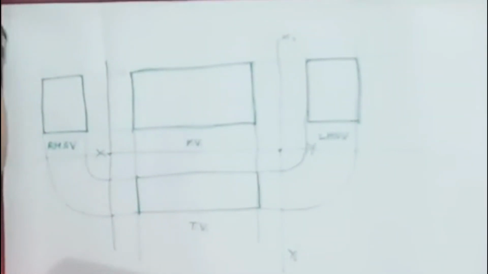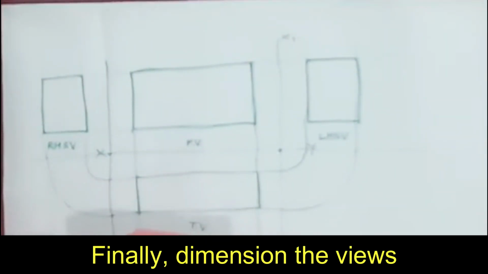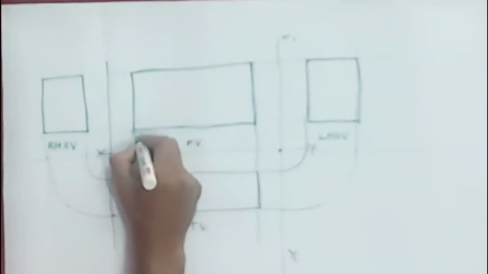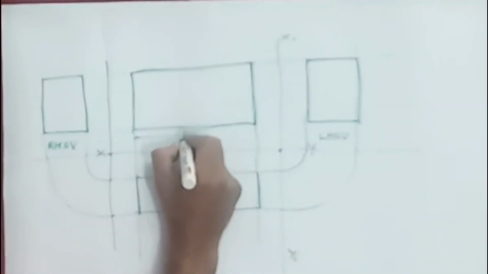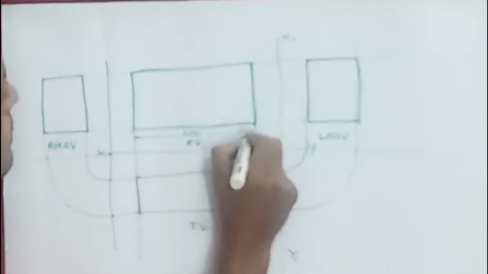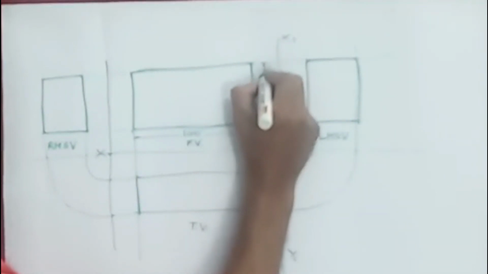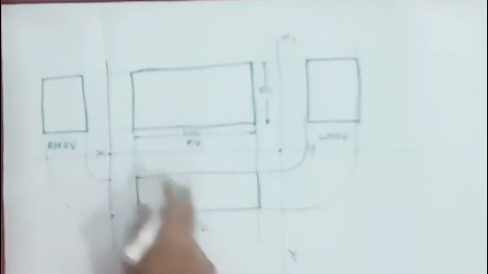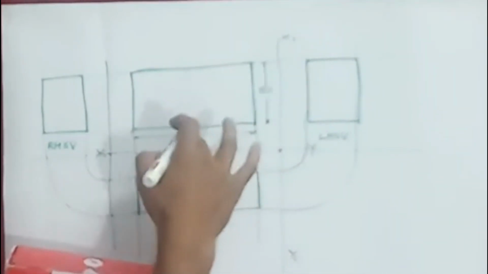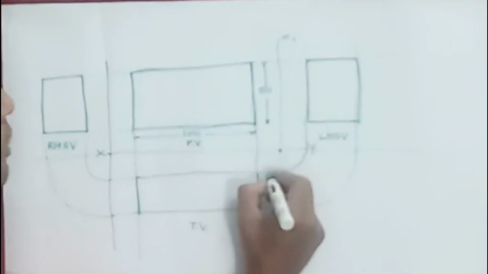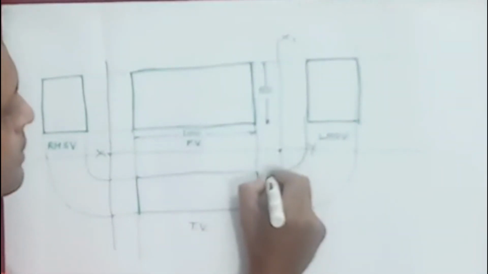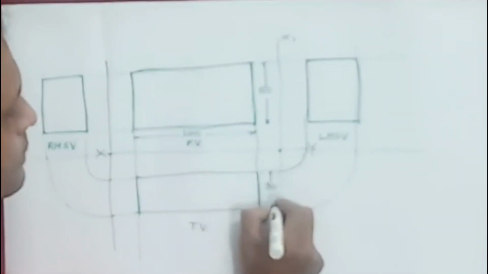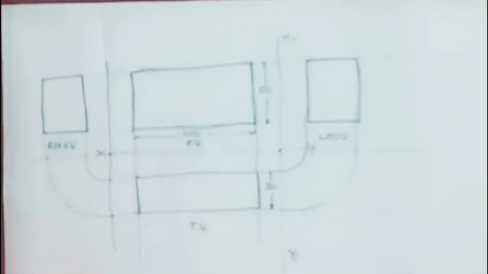Okay, the last step is to give the dimensions to the object. As we see here, the length of the object is 100 mm, and the height, 50 mm, I have mentioned in the front view. Width you can mention in the top view or even in the side view. So somewhere you have to mention the width of the object as 30 mm.